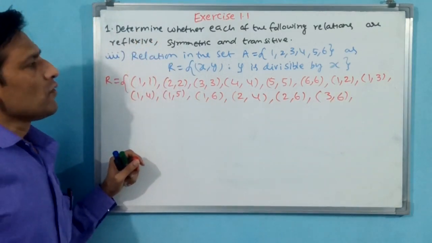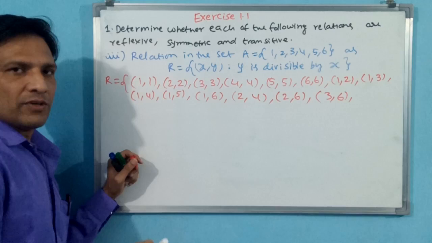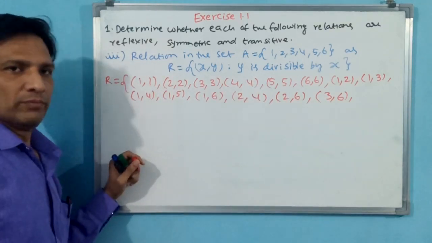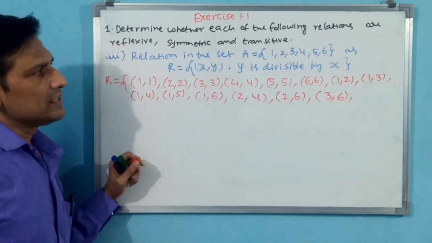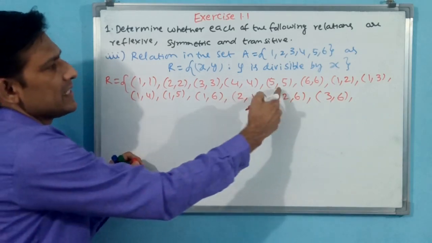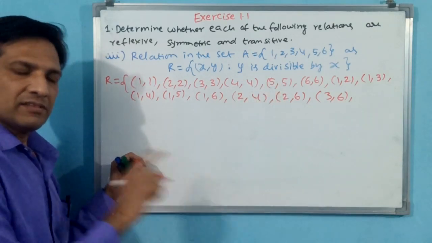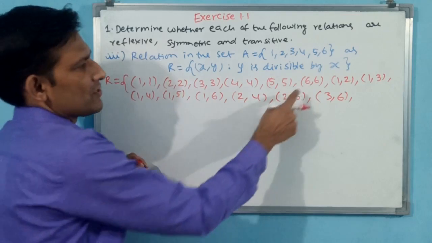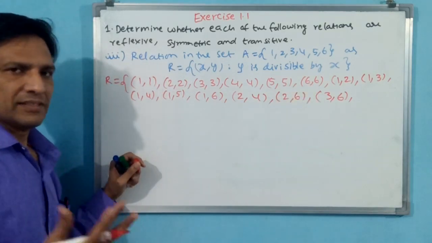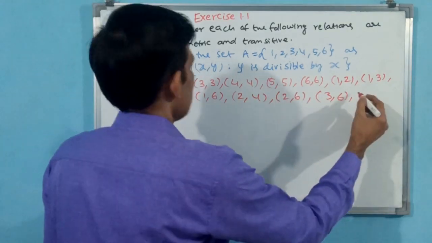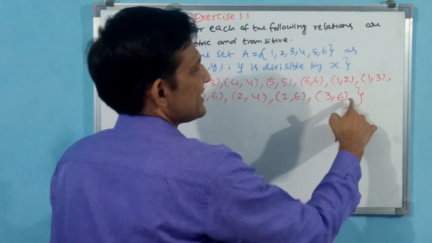Okay, 4, 4 is already there. 4, 6 is there. No, not divisible. Then 5, 5 is already there. 5, 6 not divisible. 6, 6 is already there. That's all. 6, 6 is there, which means the last number, that is over. Now we close this relation.